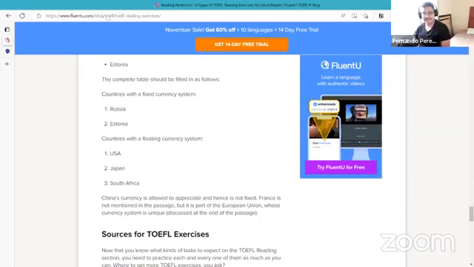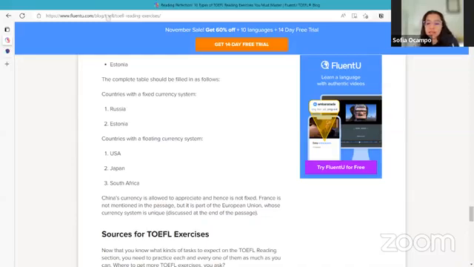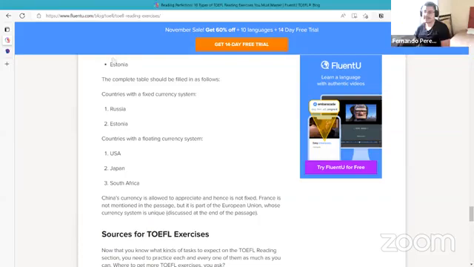In the passage, France is part of the European Union, whose currency system is unique, discussed at the end of the passage. That's pretty much it. This exercise is super easy, because it's punctual information from the text. It's always like that. Again, less common in modern TOEFLs, but still sometimes it can happen.